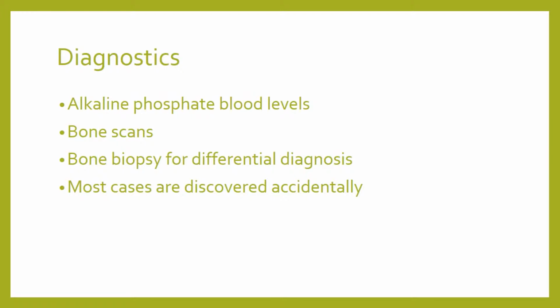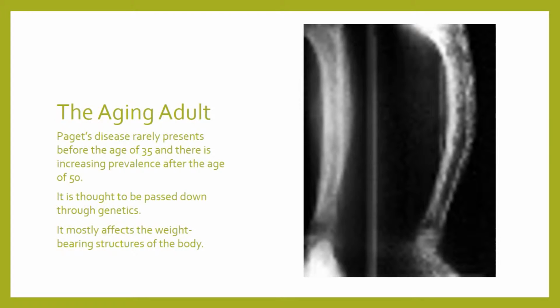Bone scans can provide information about the extent of the condition. A bone biopsy may be performed for a medical differential diagnosis to rule out other conditions. Paget's disease is a common disease in the aging adult, rarely presenting before the age of 35 years old. There is an increased risk for this disease after the age of 50, but the prevalence of the disease in general is declining. It mostly affects the weight-bearing structures of the body, such as the spine, pelvis, and the legs.